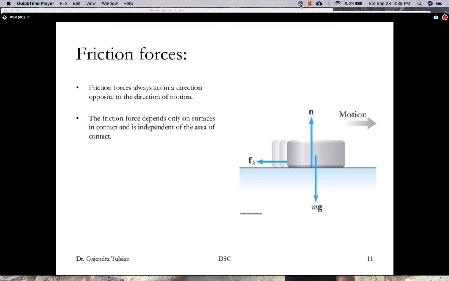Okay, in this diagram you see here, here's the puck on a horizontal surface. There's the weight of the puck, there's the normal force balancing the weight, and it turns out that the friction force is always proportional to the normal force. And that proportionality constant is called the coefficient of friction. So the friction force, in this case the subscript K denoting kinetic friction force, is proportional to the normal force.